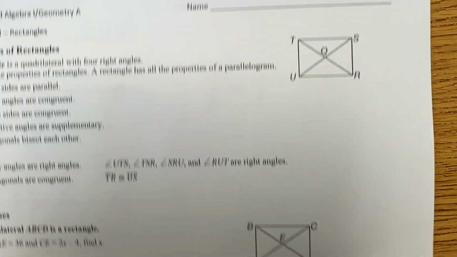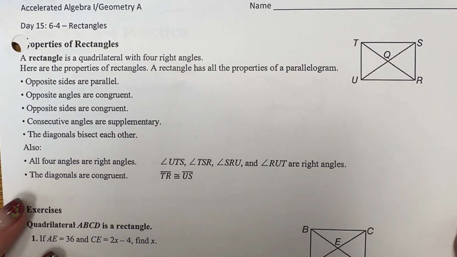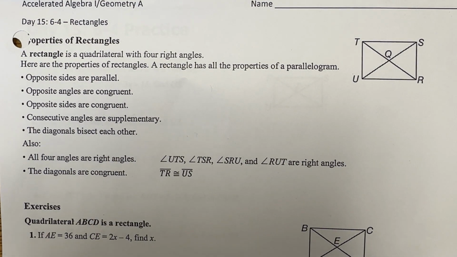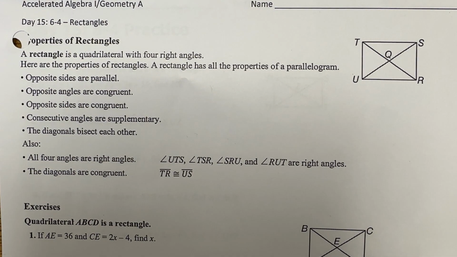Okay, so if you missed day 14, there is day 14. Now let's take a quick look at day 15. All right, so here is day 15. So rectangles are a special type of quadrilateral. So all those properties I just talked about, the diagonals bisecting each other, the opposite sides being congruent, that's all still true for rectangles. So let's take a look at the special properties that just go with rectangles.